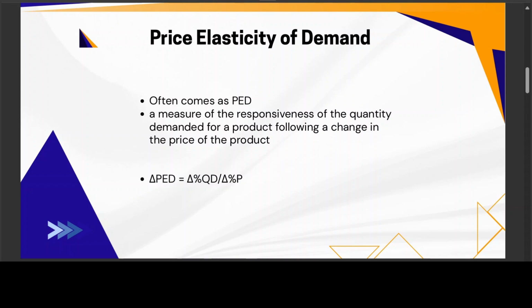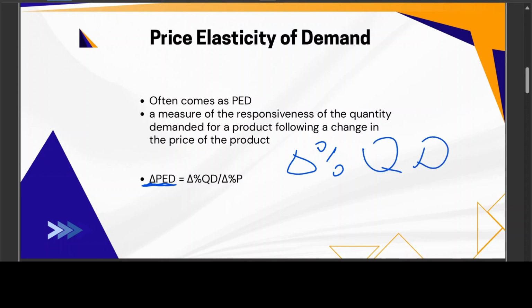So we have a formula to find the PED. This is how to measure it. We need to find the percentage changes in quantity demanded and price. It can be written like this: percentage change in quantity demanded divided by percentage change in price. So this is the main formula and you will always use this formula to find PED.